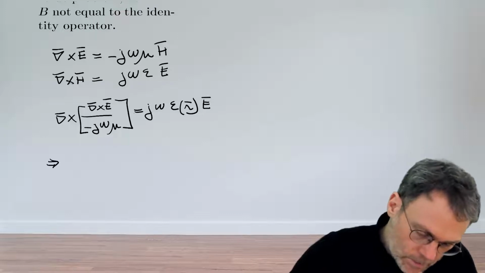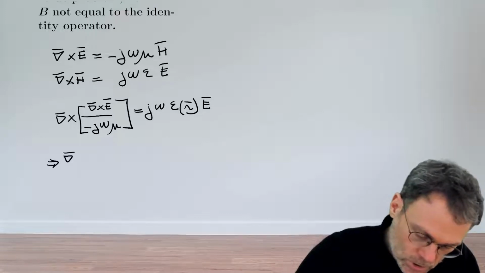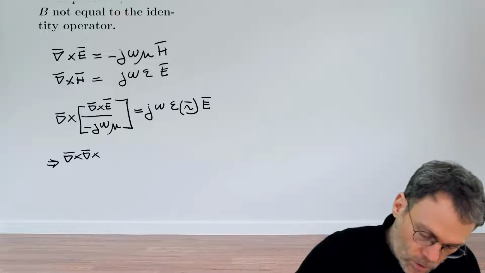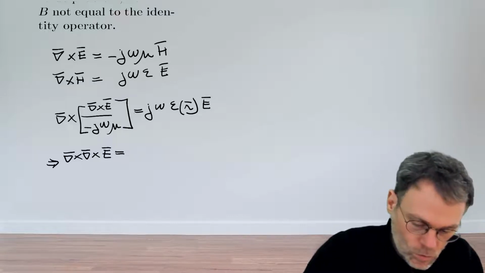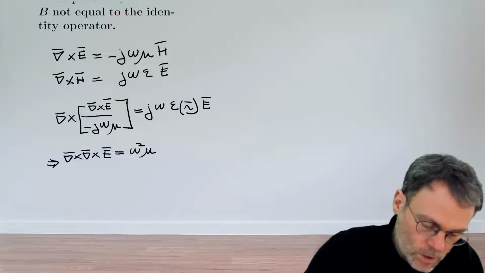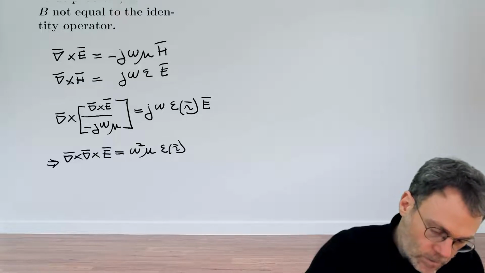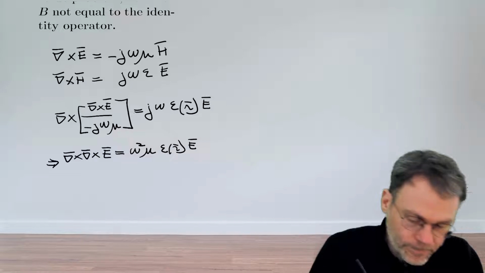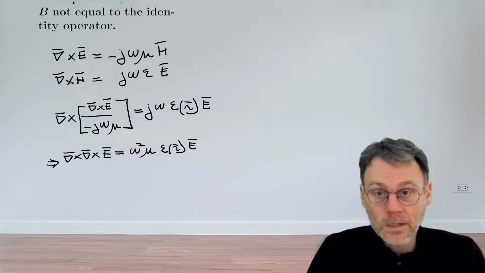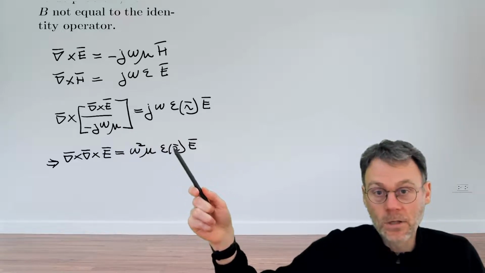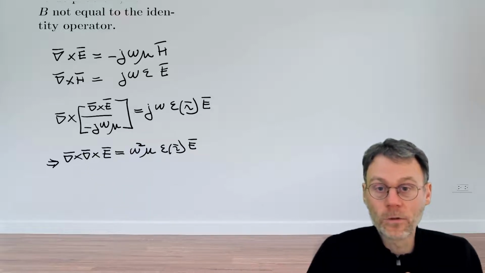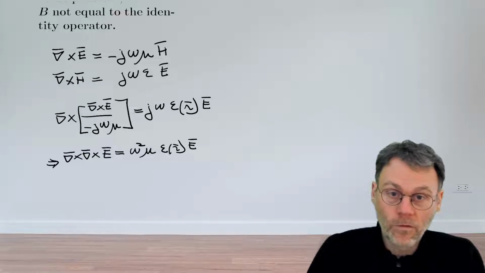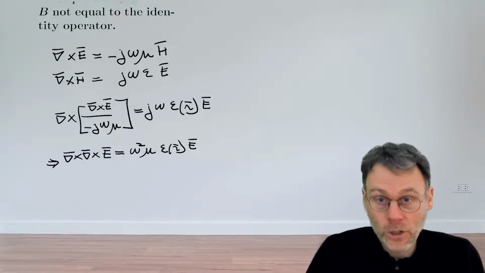Cleaning this up a little bit, bringing some constants to the right-hand side, we have the curl of the curl of the electric field is equal to omega squared mu, and then epsilon as a function of r times E. Now what we did in another exercise is we moved this epsilon here to the left-hand side, and then we had a regular eigenvalue problem for the electric field, but that eigenvalue problem turned out to be non-Hermitian.